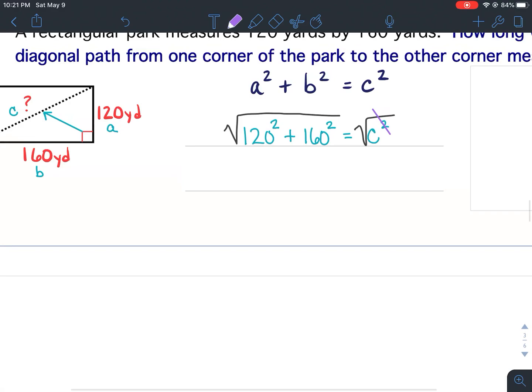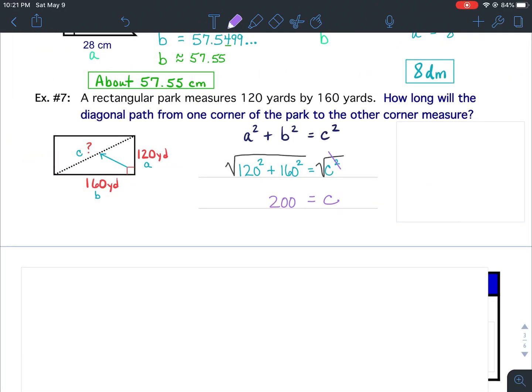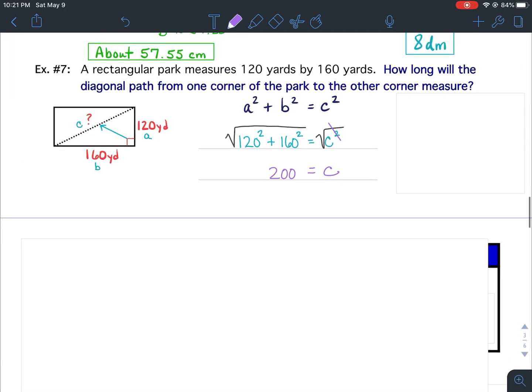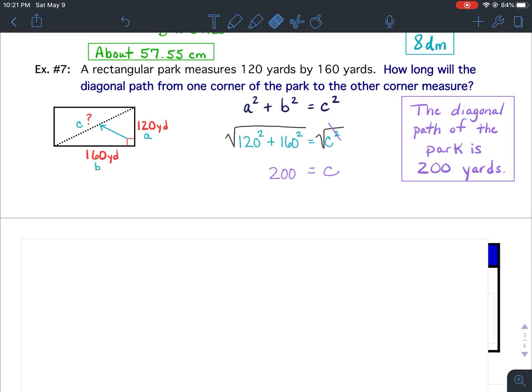So 200 equals C. Now this was a word problem, so answer a word problem using words. So we're going to use a sentence. The diagonal path of the park is 200 yards.